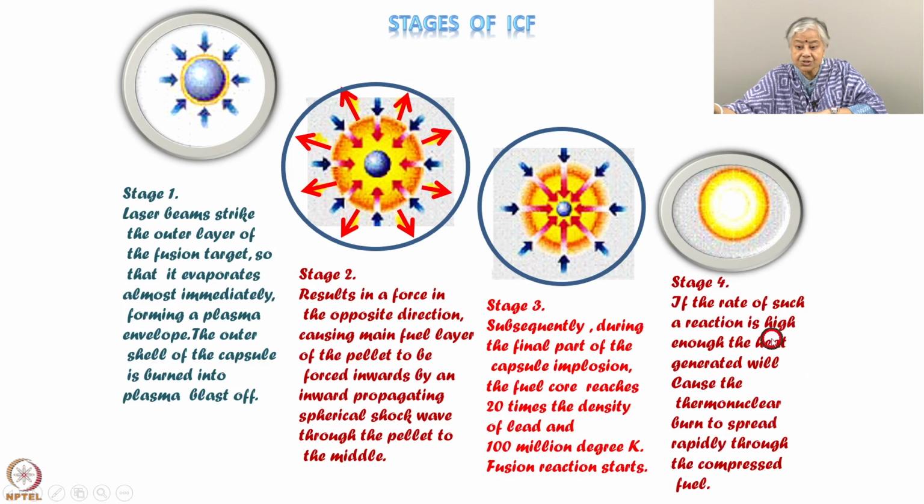And the rate of such a reaction is high enough, that means it is quick. Then the compressed fuel will start burning. Start burning means start fusing, the fuel starts fusing, that is what we want. The D and T are fusing. You have brought them close together, it is fusing now and slowly releasing the energy in the fusion process.